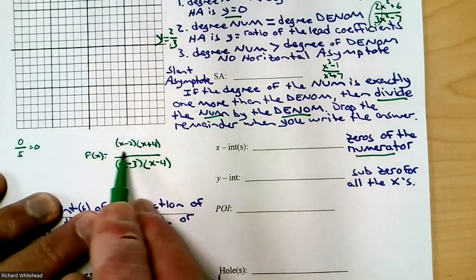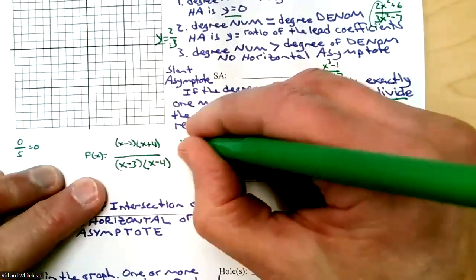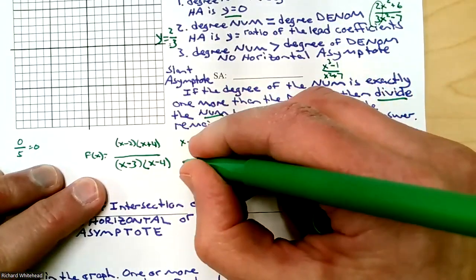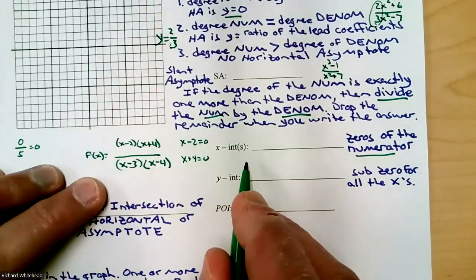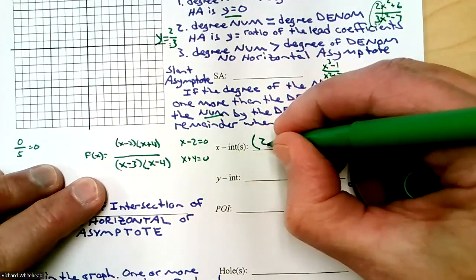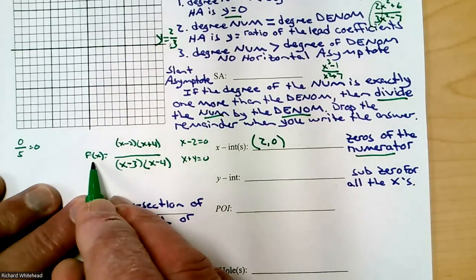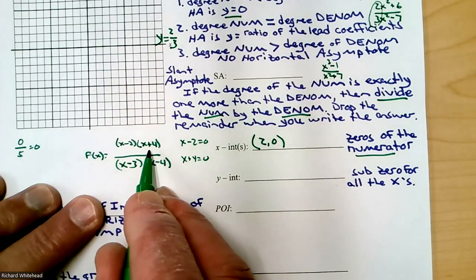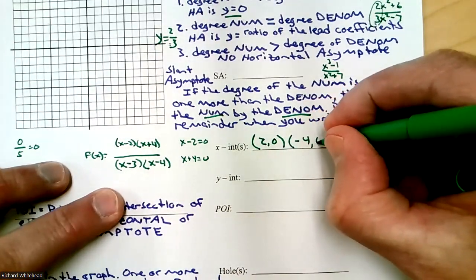So what makes the numerator go to 0 gives our x-intercepts. So we would say, x minus 2 equals 0 and x plus 4 equals 0. Now, x-intercepts are also points. So that means 2 comma 0, because the x-intercept is when y, f of x, is 0. So what makes the whole thing go to 0? What makes y equal to 0? And x is negative 4.